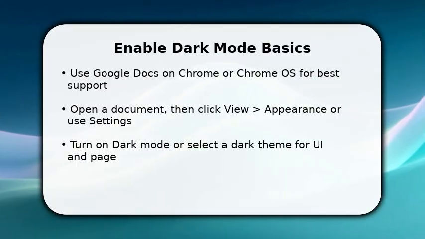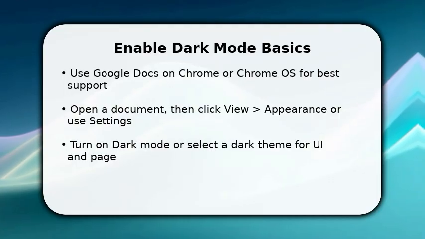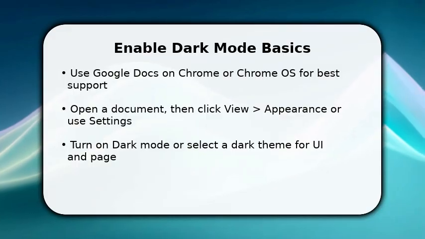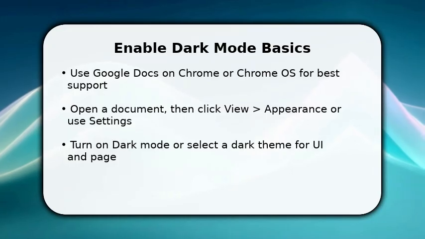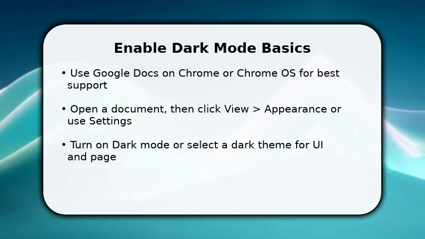You start by opening Google Docs in Chrome or Chrome OS because those platforms offer the most consistent dark options. You then open any document and go straight to View, or to Settings if View isn't available. Choose Appearance and select Dark Mode or a Dark Theme option. This changes the UI immediately and can also affect the page background.